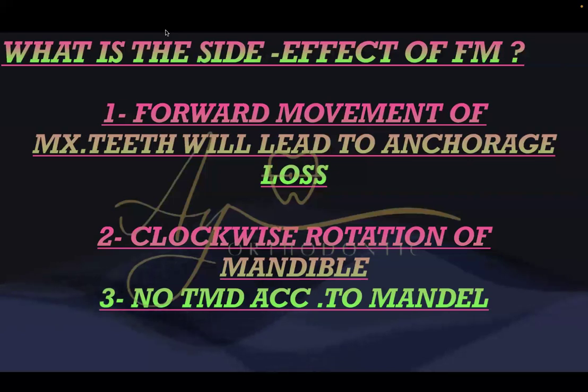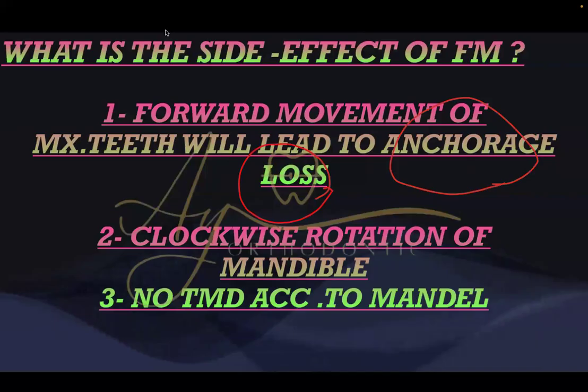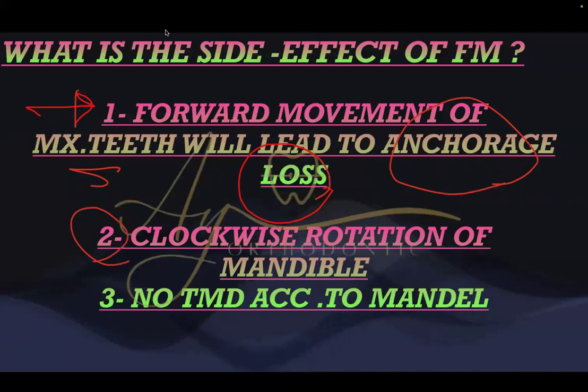What is the side effect of the face mask? Okay. Anchorage loss, as Laila mentioned, due to the forward movement of the maxillary dentition, and sometimes it leads to the clockwise rotation of the mandible, okay? Which is, when the patient already came to me with increased lower anterior facial height, I consider the clockwise rotation of the mandible and the increase in lower anterior facial height as a side effect, actually, okay?